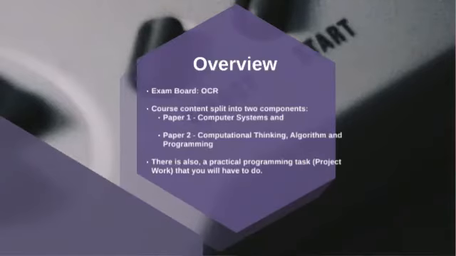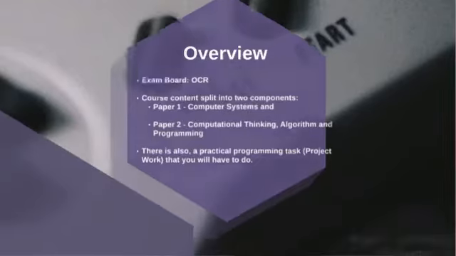So, what is the course structure like? The course content is split into two subcategories, Paper 1 and Paper 2. Paper 1 is about computer systems, and Paper 2 is about computational thinking, algorithms, and programming. There is also a practical programming task that you would have to do. This is the project work. The aim of the project work is to help consolidate some of the concepts that you will learn in Paper 1 and Paper 2.